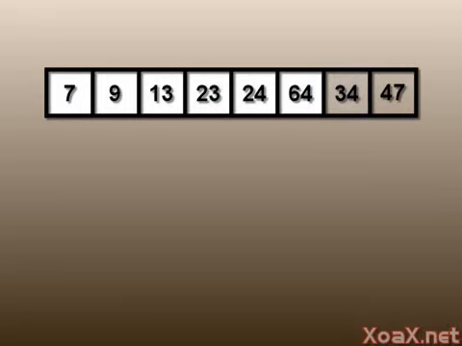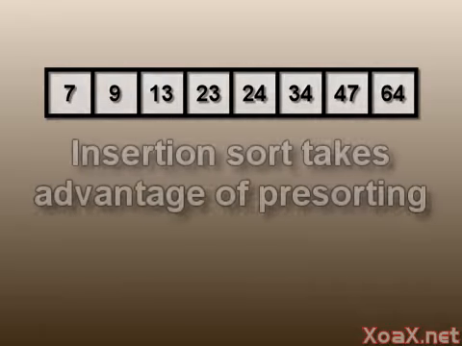With 6 sorted elements, we move on to the seventh, which is 34. 34 is smaller than 64, but bigger than 24, so it gets inserted between them. Now we have all of the elements sorted except the last one, which is 47. After 2 comparisons and 1 swap, the entire array is sorted.